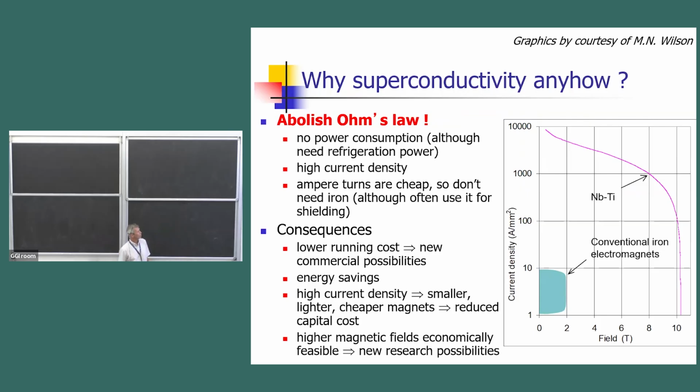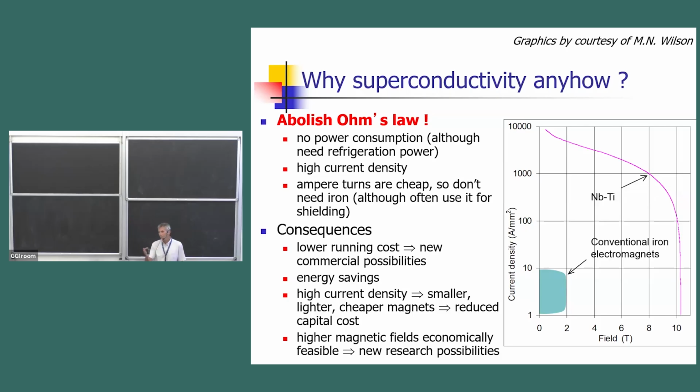So why superconductivity anyhow? For that, I use a graphic that was prepared by one of the gurus of superconducting magnets, Martin Wilson from Rutherford Lab. He's seen it all, still alive, by the way, very active. So the idea is that you want to abolish Ohm's law. That's what superconductors do for you. And in fact, having no power consumption, having high current density, very important, as you will see in a moment, makes the ampere turns cheap.